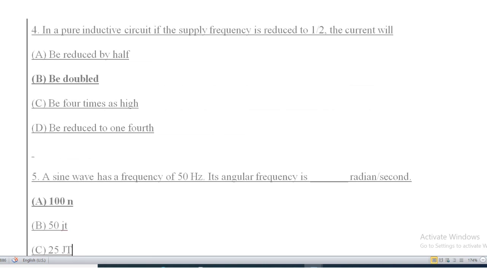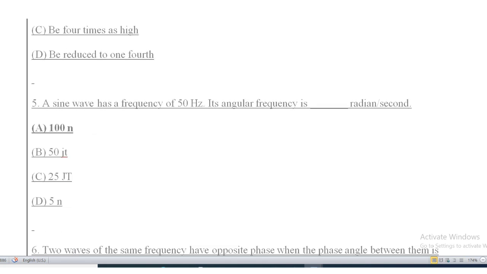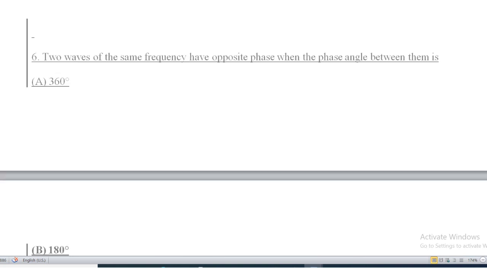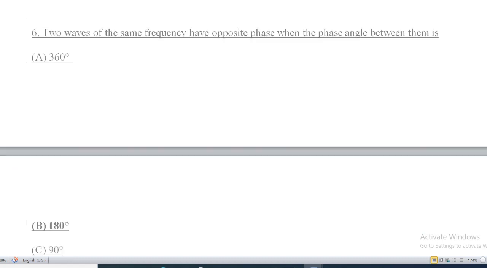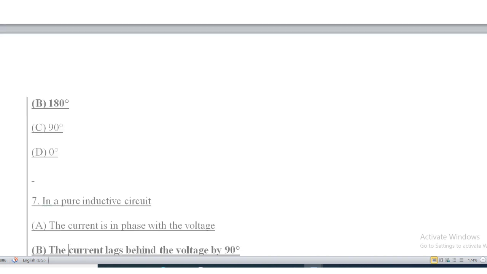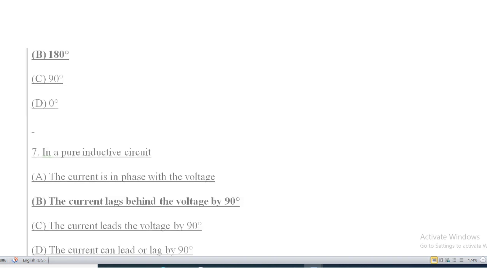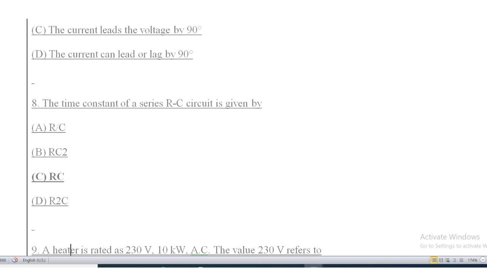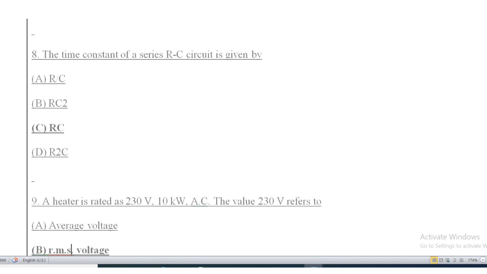A sine wave has frequency of 50 hertz. Its angular frequency is 100π radian per second. Two waves of same frequency have opposite phase when the phase angle between them is 180 degree. In a pure inductive circuit, the current lags behind the voltage by 90 degree. The time constant of a series RC circuit is given by RC.